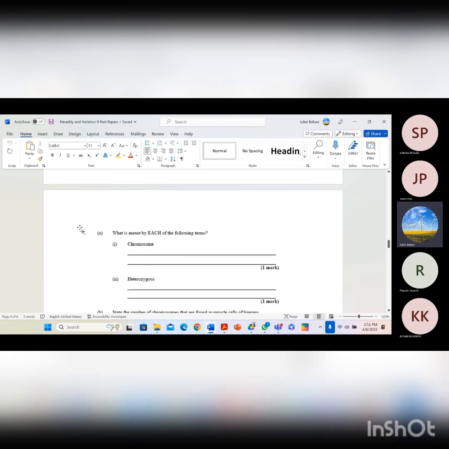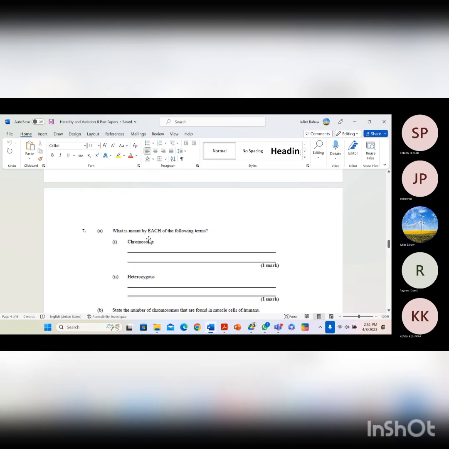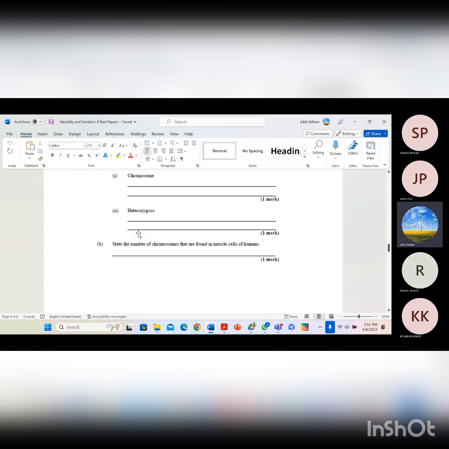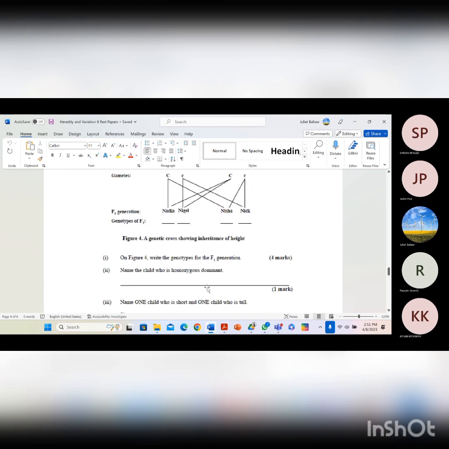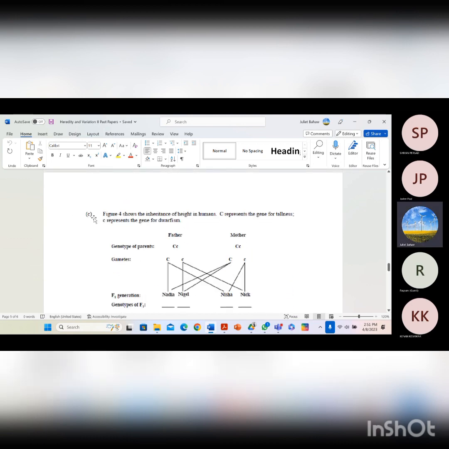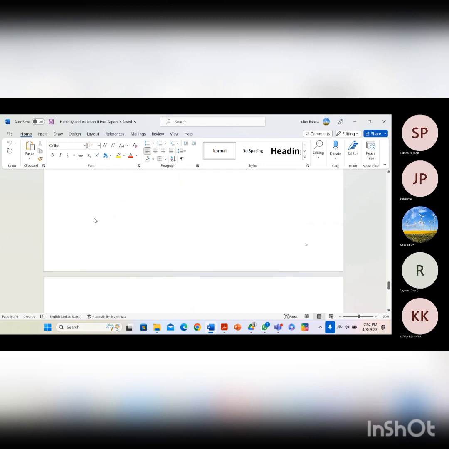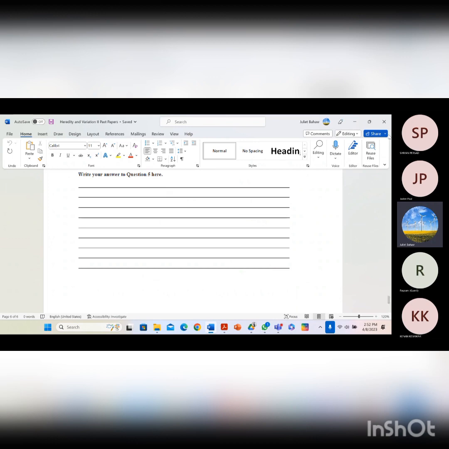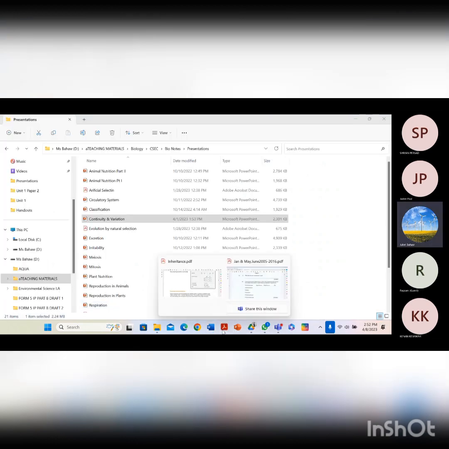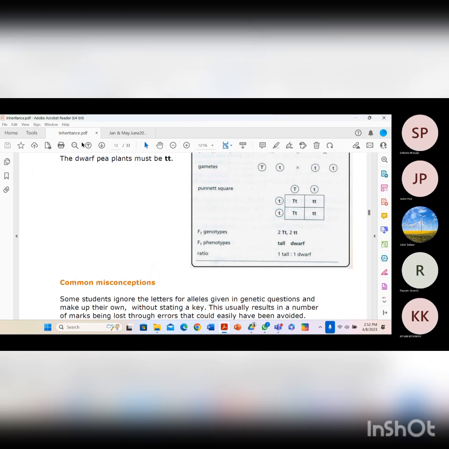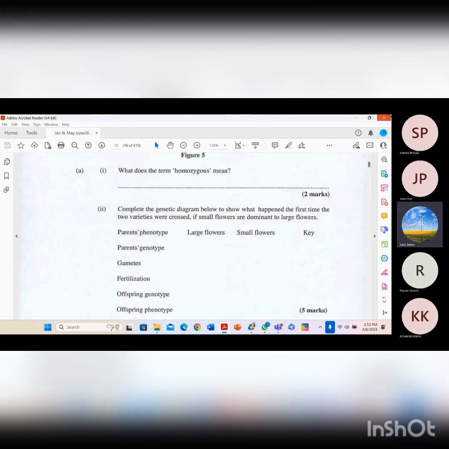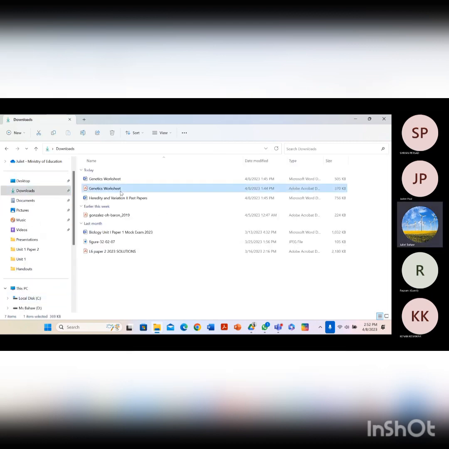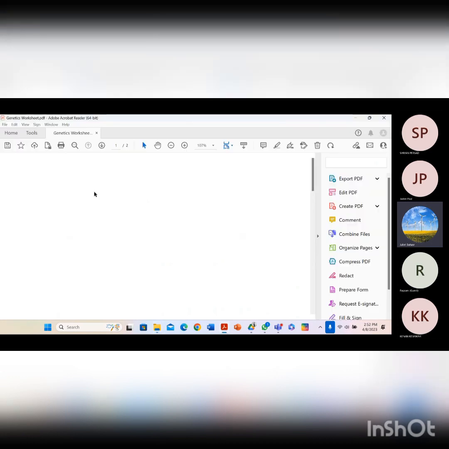Then you are doing question 7 here. All of this is being recorded, so you can always check back. You're doing question 7, part A and B. You are doing part C as well. Right, in this handout, that is all you are doing in this handout. And then followed with, I'll send the next handout. Right, I'll send a PDF file with the genetics worksheet.